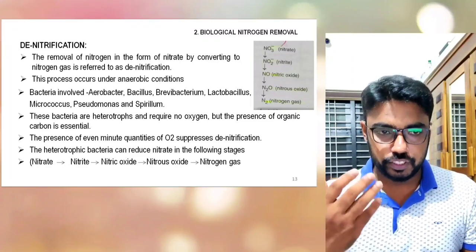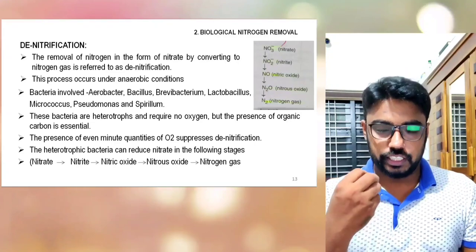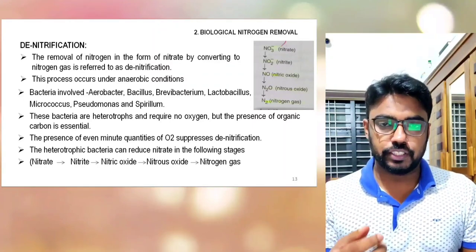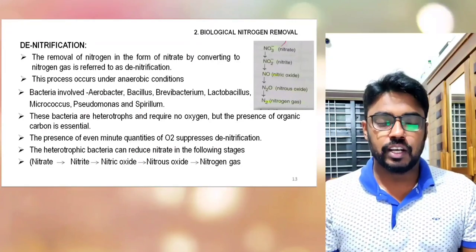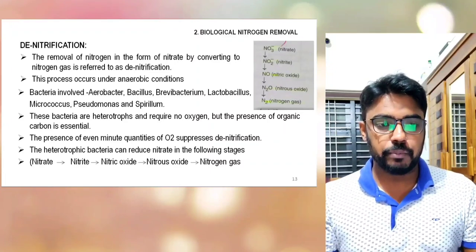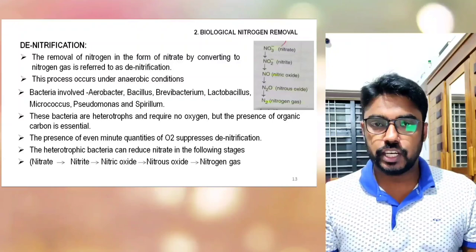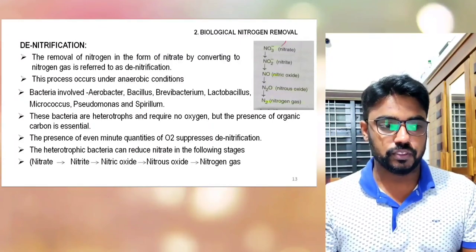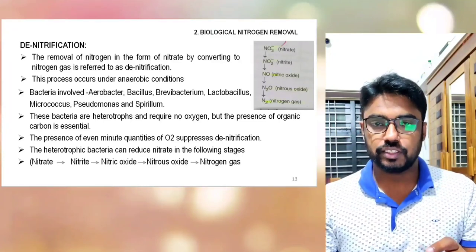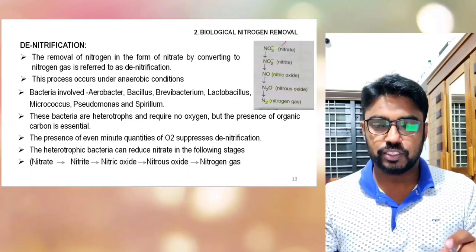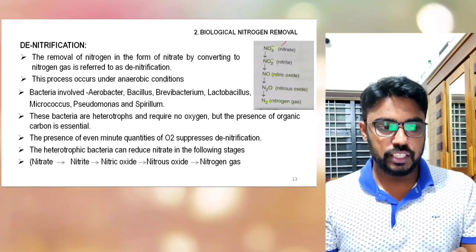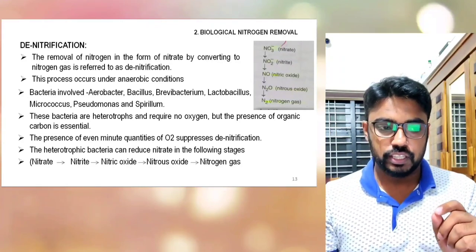Denitrification is the process of conversion of nitrate into nitrogen gas. This denitrification process occurs under anaerobic conditions, and the bacteria involved are Aerobacter, Bacillus, Brevibacterium, Lactobacillus, Micrococcus, Pseudomonas, and Spirillum. These bacteria are heterotrophs and require no oxygen, but the presence of organic carbon is essential. That means these bacteria are heterotrophs, do not need any oxygen, but need organic carbon for the conversion. And the presence of even a minute quantity of oxygen will suppress the denitrification.